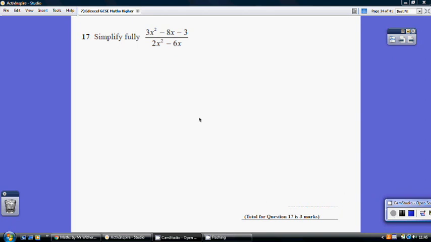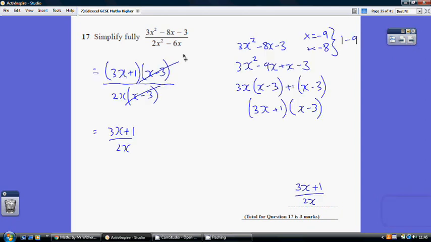Question 17. So this is one of these questions where you're going to have to fully factorize the numerator and the denominator, and then some of the brackets will cancel. So let's start off by factorizing the numerator. Now it may be that you do it by trial and inspection. I tend to do it this sort of more long-winded way.